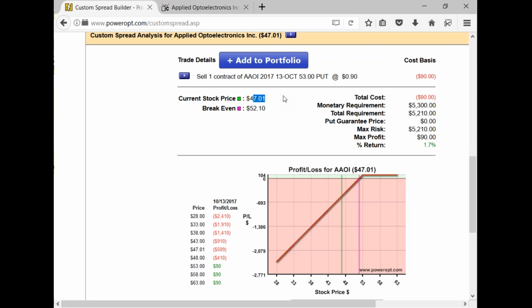So at intrinsic value, if we bought it back at 6 points, we would have lost $510 per contract, or $5,100 it looks like. Okay? Are there ways to manage it?